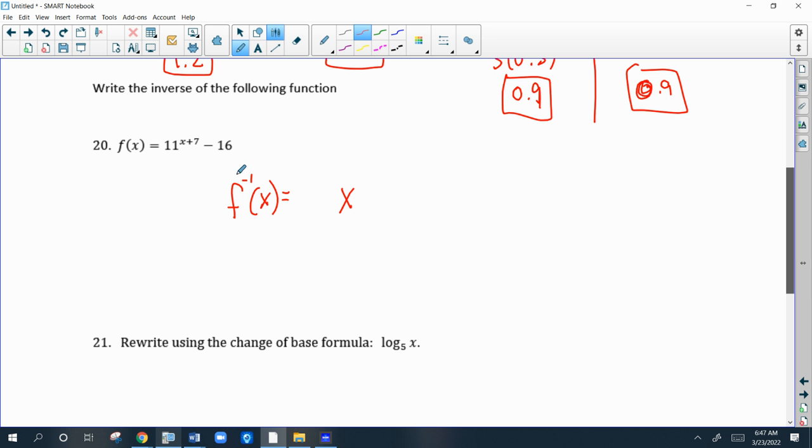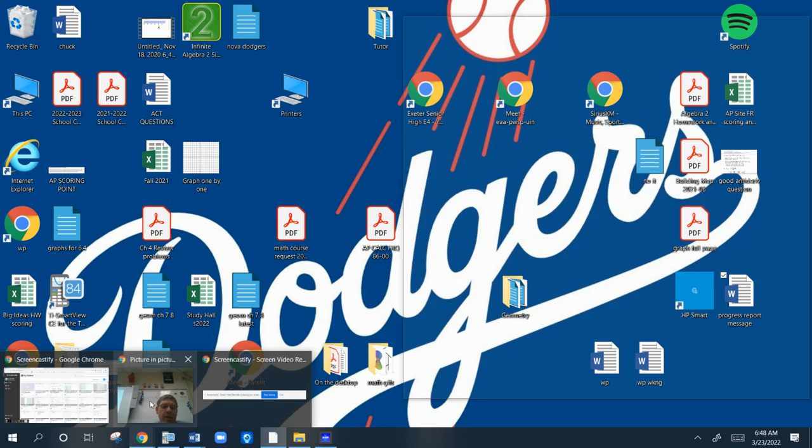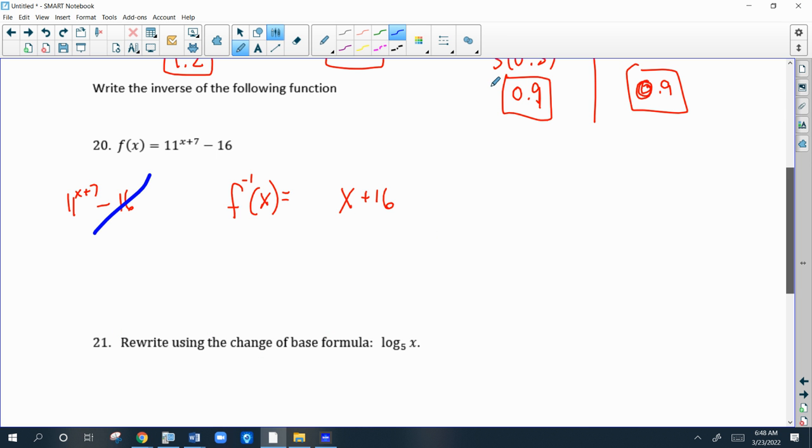So just start out always with f inverse equals x. And then start taking away everything, undoing everything. So the first thing you do is to get rid of the 16 by adding it. So that's gone. Now we have to get rid of the 11. But it's an exponent, so you can't divide it. You have to log base 11 to get rid of that.